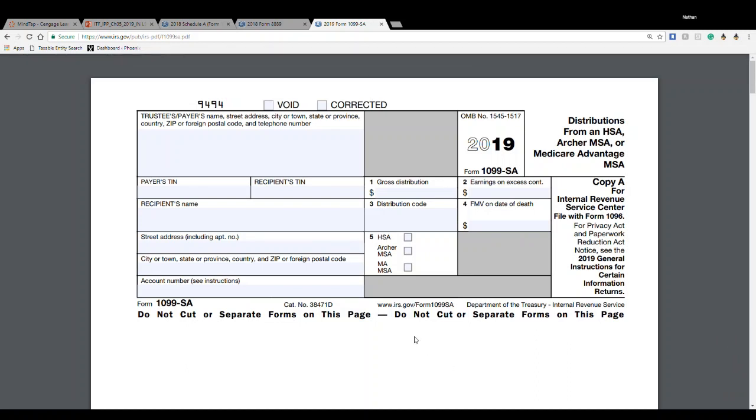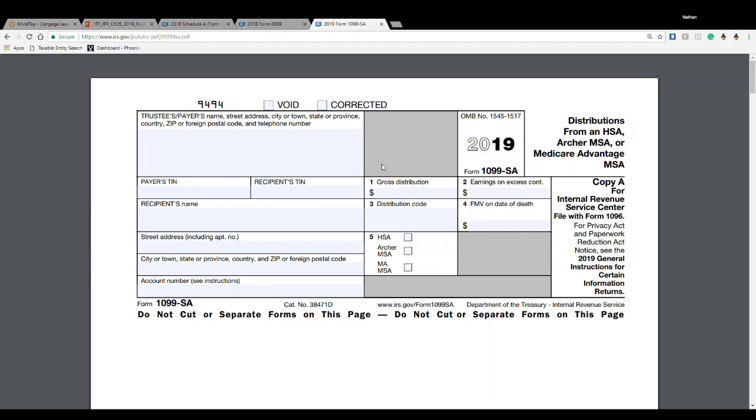right here, it's going to have whoever it came from, whoever had the HSA, and it's going to have their EIN. It's going to have your Social Security number. It's going to show who received it, what your address is. Sometimes it even has the account number. If they have multiple HSAs, if you're a tax accountant, make sure you keep track of these account numbers so you can make sure that they give you documents for each one.